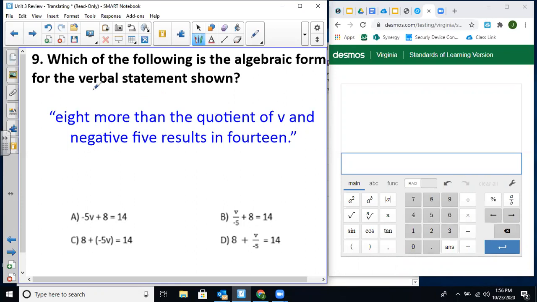So we have 8 more than, and we can represent more than with a plus. The quotient, remember quotient means to divide. So let's look at the two pieces that we're going to be dividing. We're going to be dividing the quotient of V and -5. So I can write that as a fraction, V over -5. Results in is going to give me an equal sign, 14.